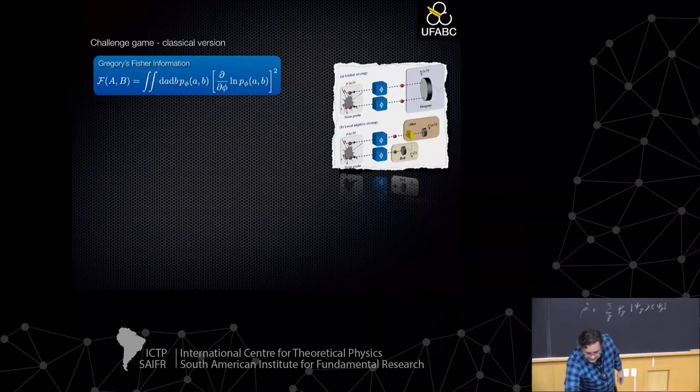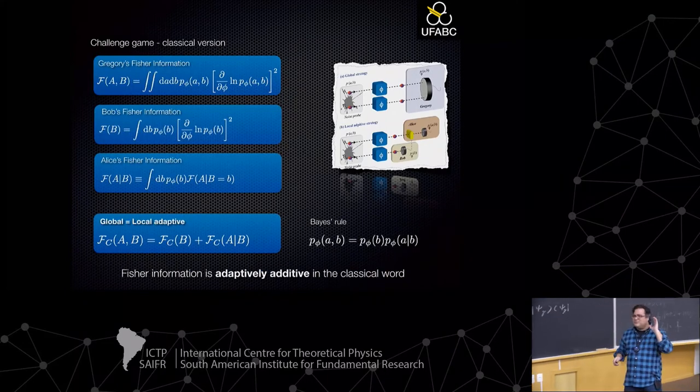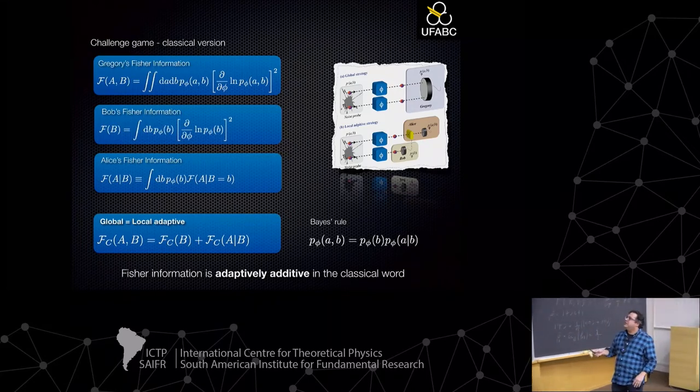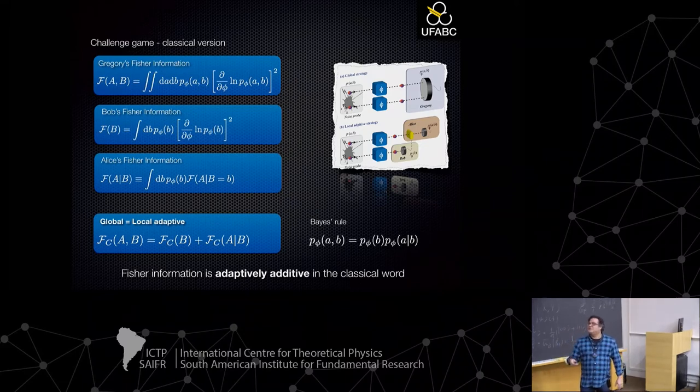We can prove that the Fisher information, don't worry about the maths, right? But anyway, we can prove that the Fisher information is adaptively additive. So the global strategy is equal to the local strategy for classical probability distributions because we have the Bayes rule. We use the Bayes rule to show this. The joint probability distribution is equal to the distribution of B times the distribution of A given B.